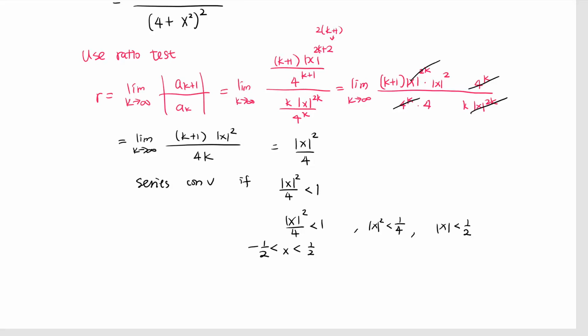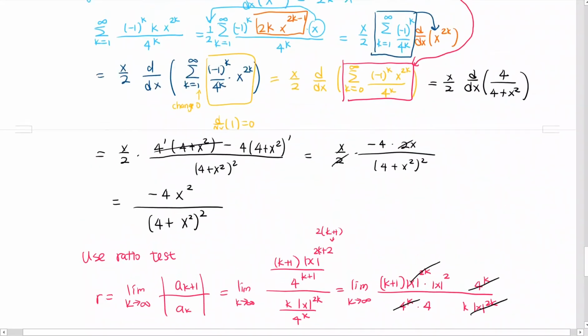So far, so good. But the ratio test only tells us that the series converges when the ratio is less than 1. We don't know the endpoints. So we also need to check the endpoints. So when x equals 1/2 and when x equals minus 1/2, what happens? Okay, so what is the series?